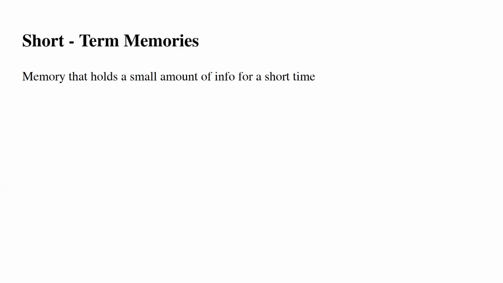Sensory memory is a super quick storage of memories. Short-term memory holds a small amount of information for a short time. Long-term memory has unlimited capacity and stores a lot of information. Working memory is active processing of information in short-term memory.